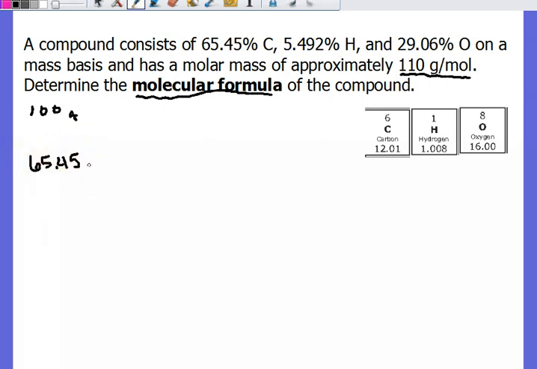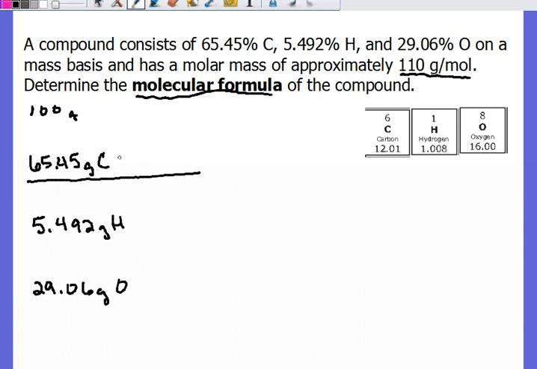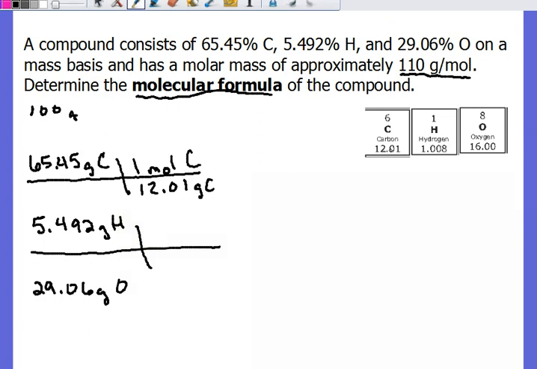65.45 grams carbon and 5.492 grams hydrogen and 29.06 grams oxygen. And we'll just do what we did before, convert our grams to moles using the molar mass, just from the average atomic mass on the periodic table.